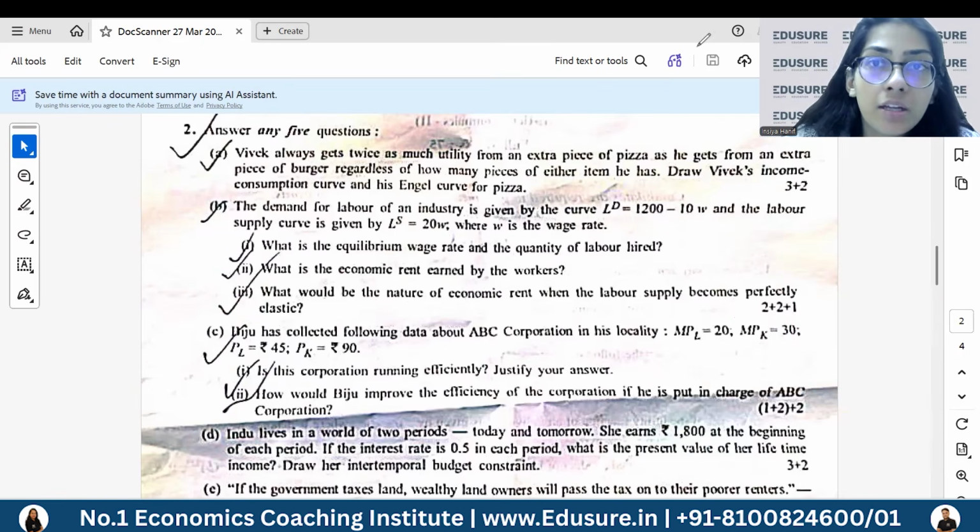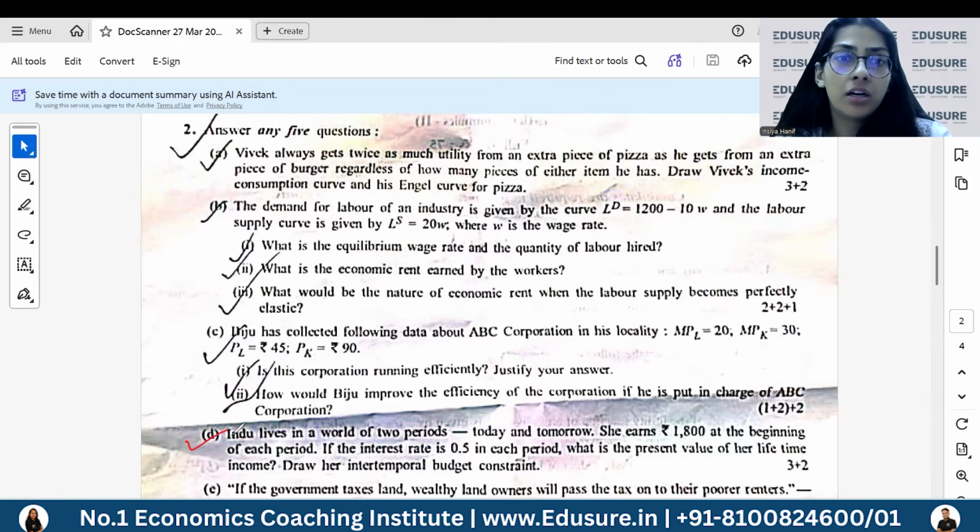Okay, then going to part D. Indu lives in a world of two periods, today and tomorrow. She earns 1800 at the beginning of each period. If the interest rate is 0.5 in each period, what is the present value of her lifetime income? Draw her intertemporal budget constraint.